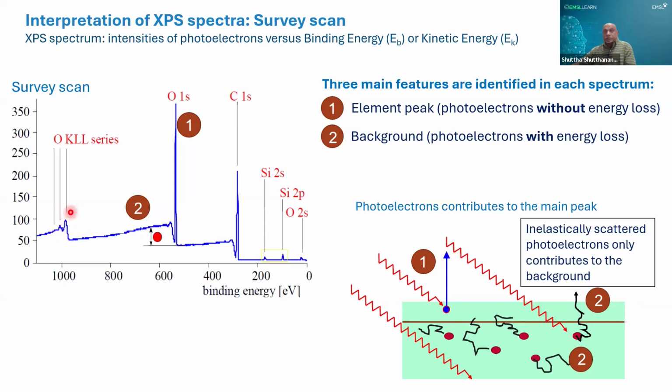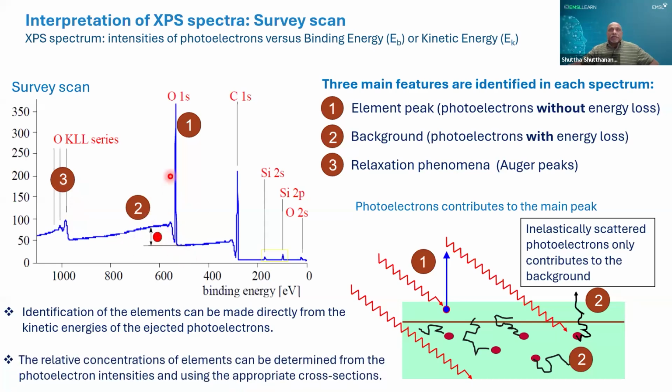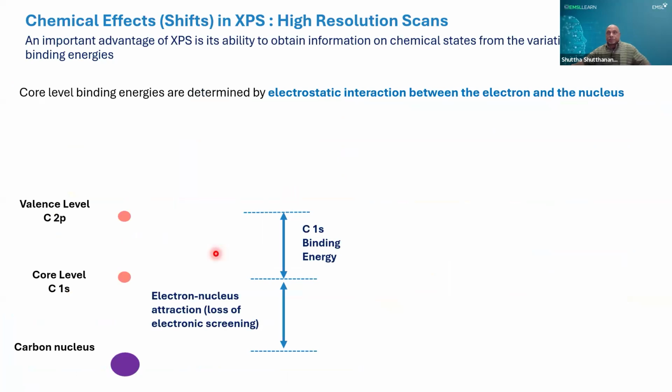The third one is actually the relaxation phenomena we call Auger peaks. It is a 2-electron process. I'm not going to go into the detail, but that is also useful in certain conditions. So basically, we identify the peak using the binding energy, and then using the area under the curve, we can convert this area using the known photoelectron cross-section and some experimental parameters into the quantification.